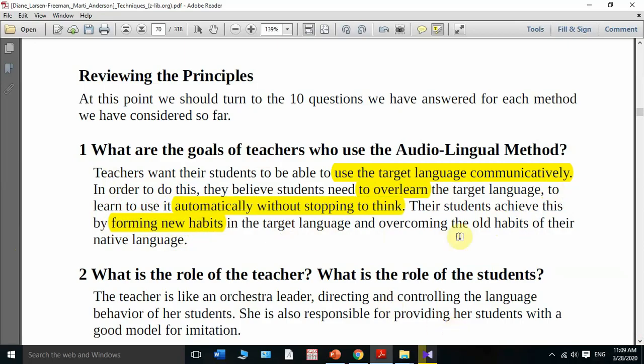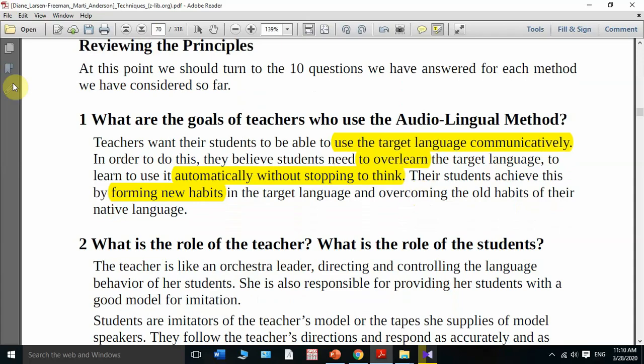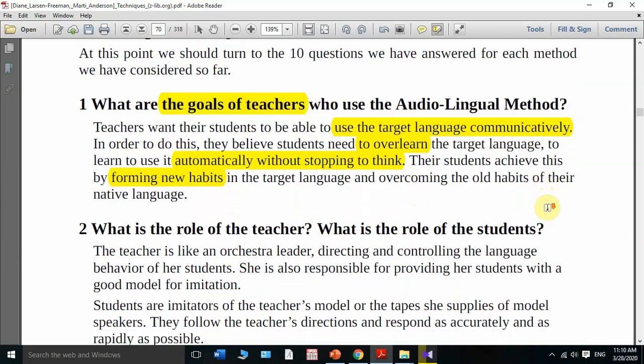All right, and we really wanted them not to form bad habits. That was why we said if there's some sort of interference from L1 to L2, as teachers we're going to intervene, we're going to help them correct the mistake, or we can say that bad habit, and then we can continue with helping them form new habits in the target language. Right, so that's all about the goals of teachers. Okay, what do they want? Why are they using the audiolingual method?